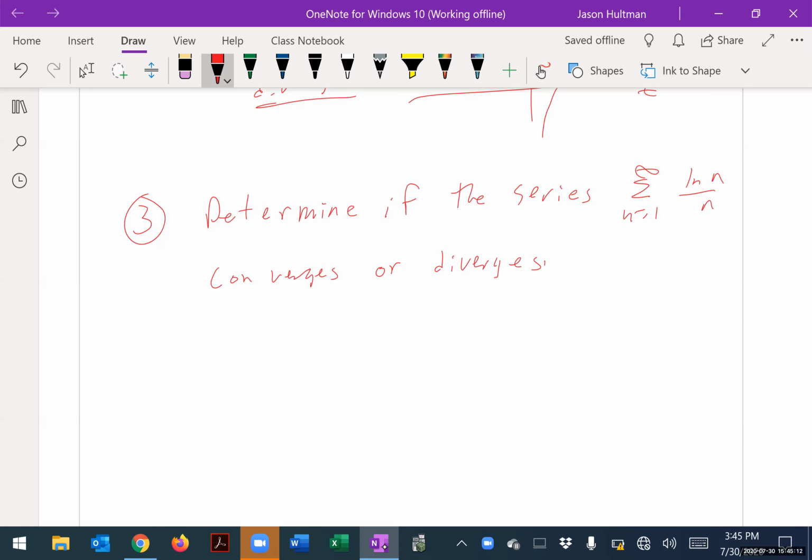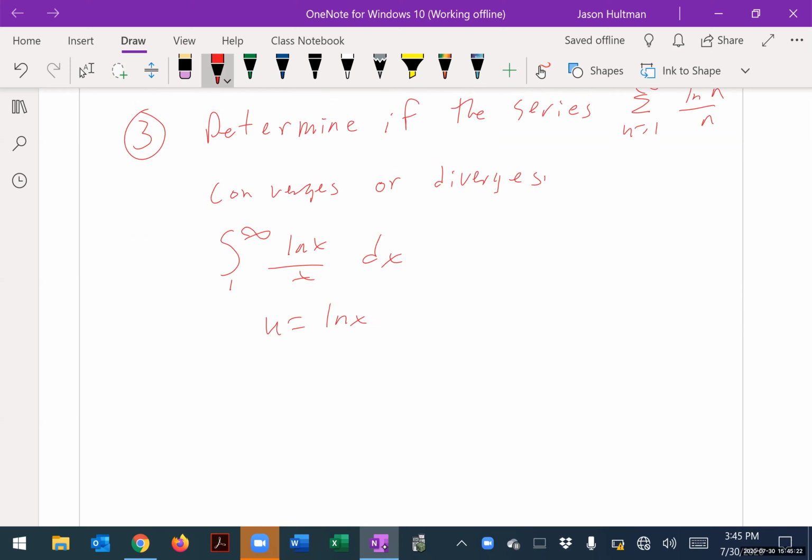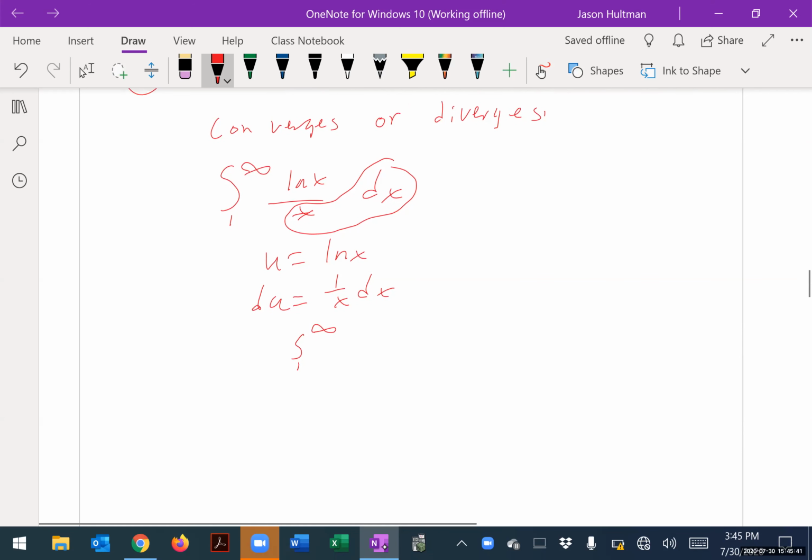So let's use the integral test. Integral from 1 to infinity of natural log x over x dx. Let's do a u sub. U is equal to natural log x, so du equals 1 over x dx. Here's my 1 over x dx right here. That's my du. So I'm going to go 1 to infinity. No, is it 1 to infinity? I think it's 0 to infinity, because u is equal to the natural log of x. So this is 0 to infinity now.